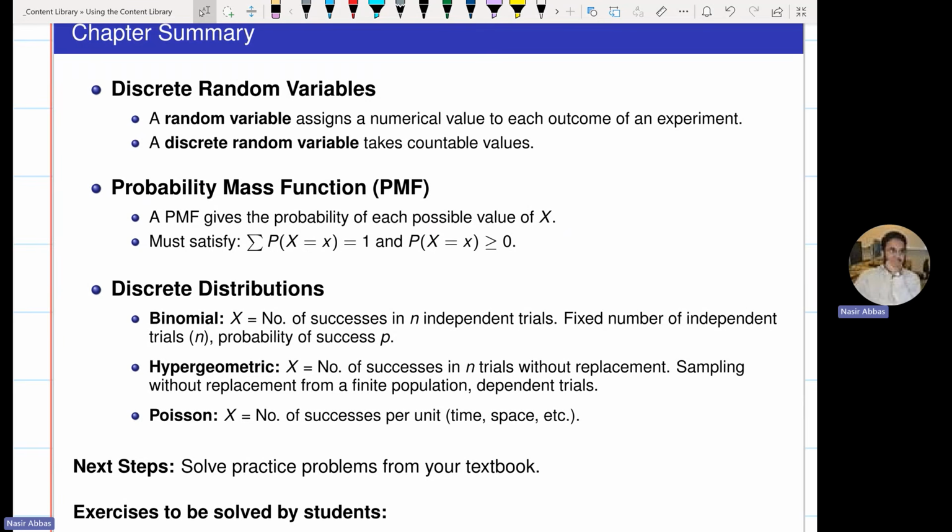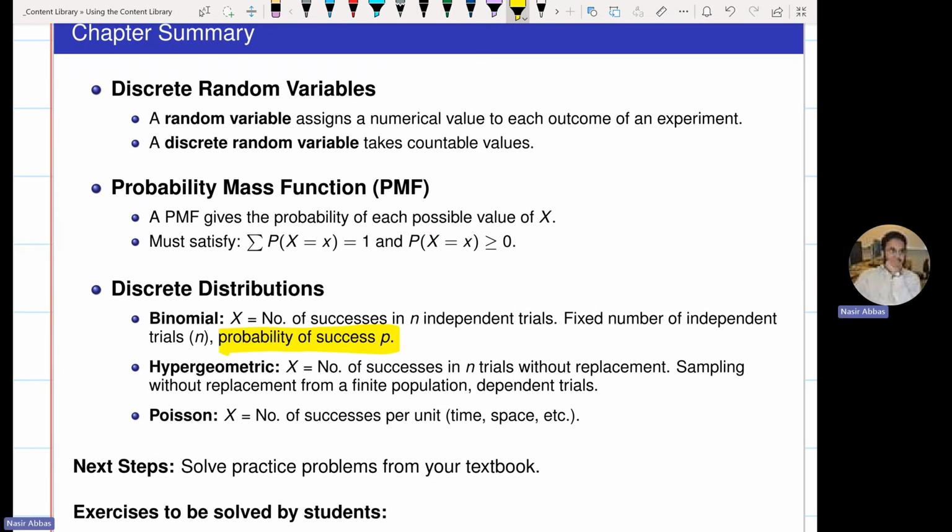Then we talked about 3 special discrete distributions. One of them was binomial, one was hypergeometric, one was Poisson. Read this carefully, very carefully. We said binomial is when the random variable x takes the number of successes in n independent trials. What was the key to identify that x is binomial? The number of trials is fixed and independent, and the probability of success is p. Here is the key.